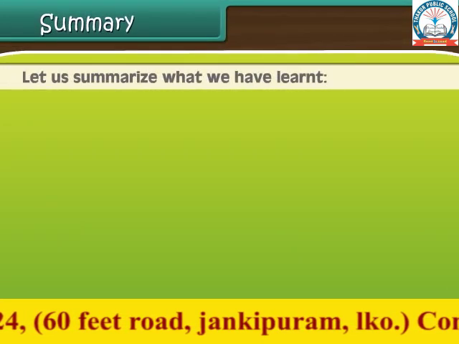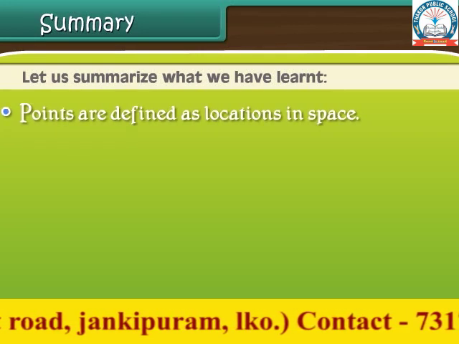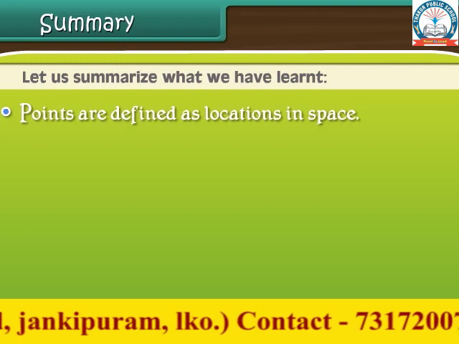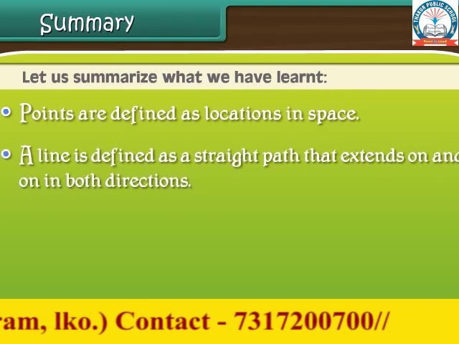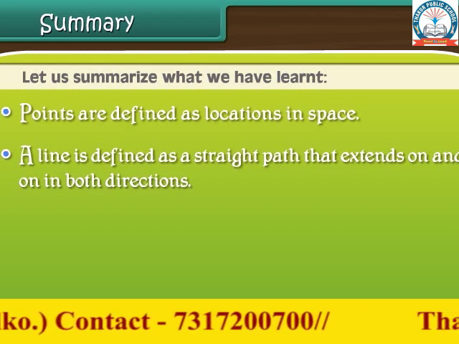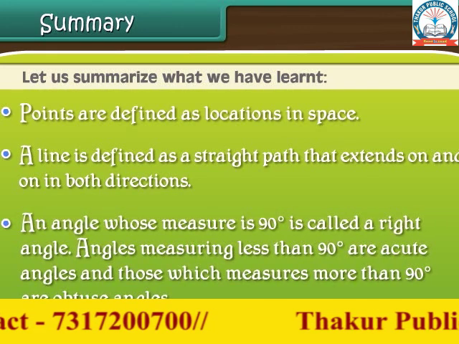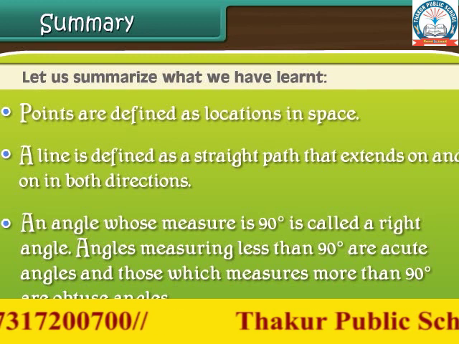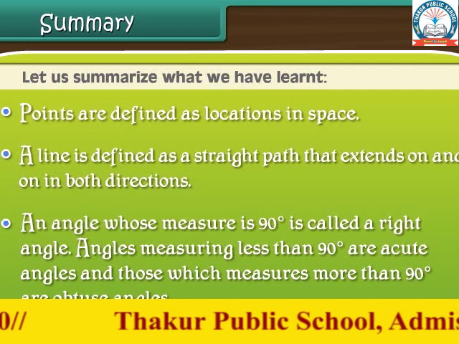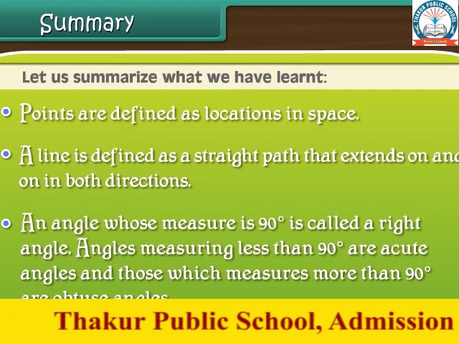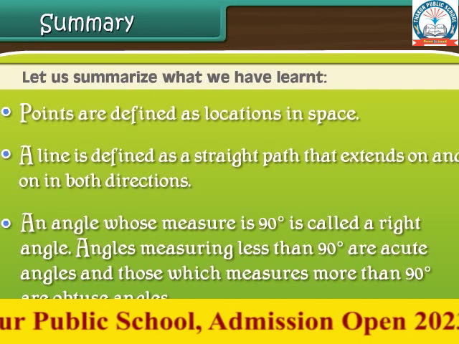Let us summarize what we have learned. Points are defined as locations in space. A line is defined as a straight path that extends on and on in both directions. An angle whose measure is 90 degrees is called a right angle. Angles measuring less than 90 degrees are acute angles, and those which measure more than 90 degrees are obtuse angles.